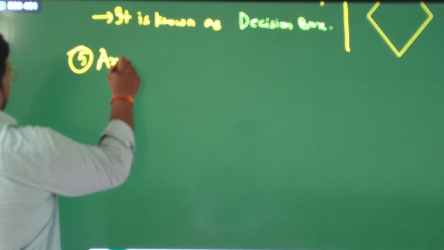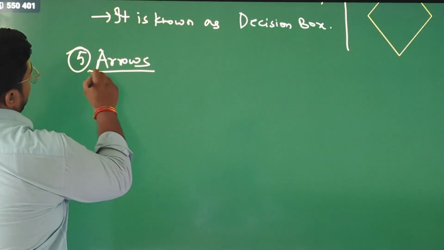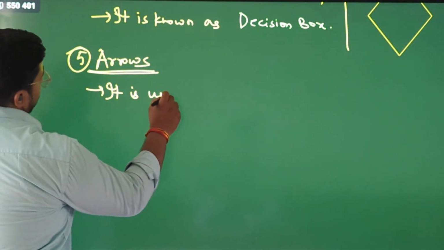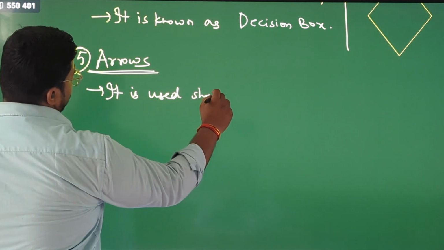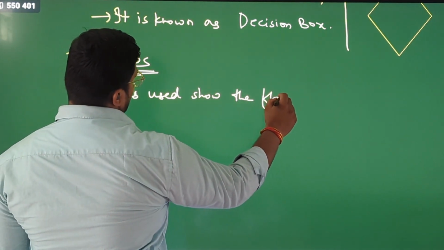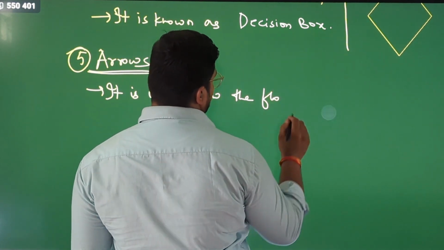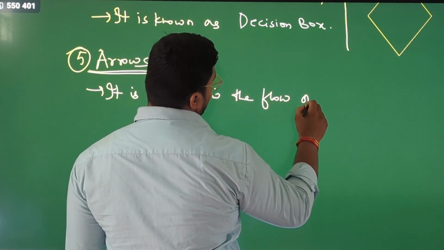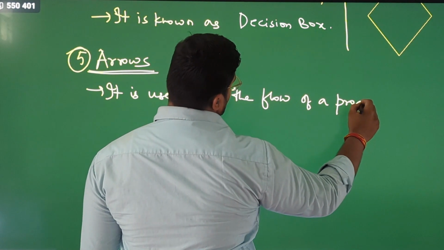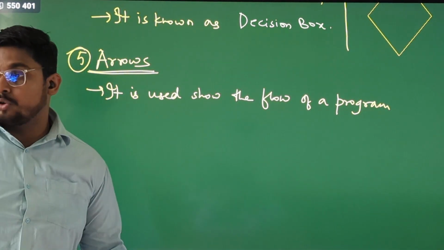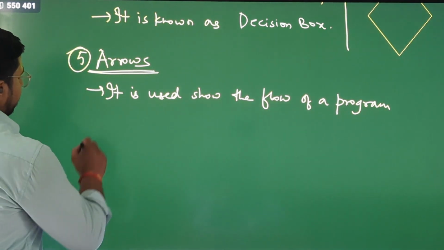Arrows. Correct. They are used to show the flow of a program or algorithm. This is to show the flow of the program or algorithm.